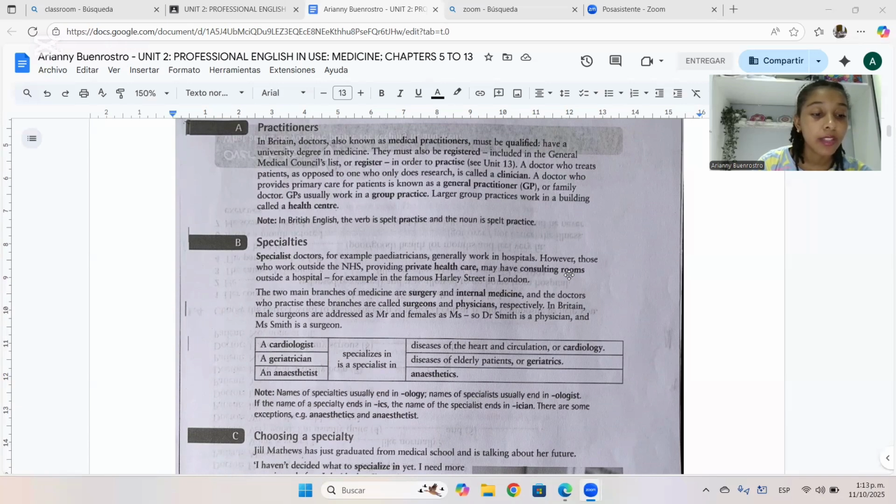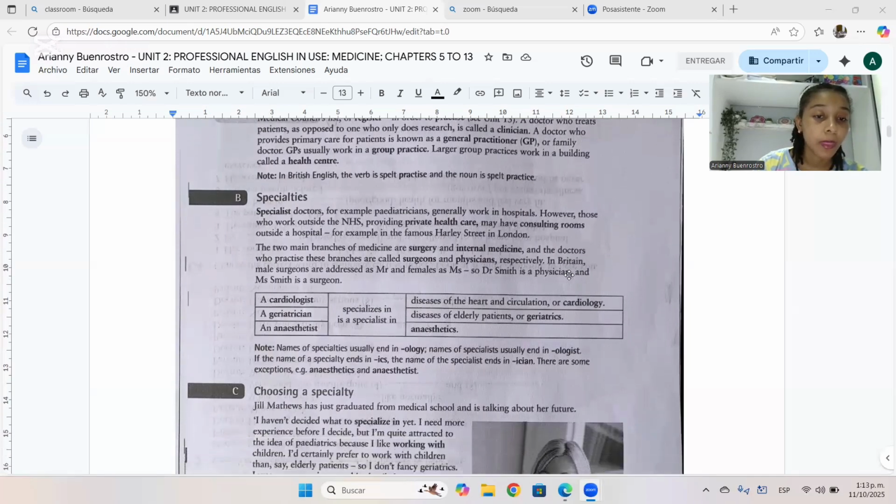A doctor who provides primary care for patients is known as a general practitioner or family doctor. GPs usually work in a group practice. Larger group practices work in a building called a health center. Note: in British English, the verb is spelled practise and the noun is spelled practice.